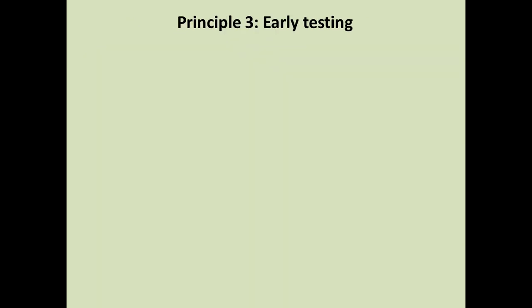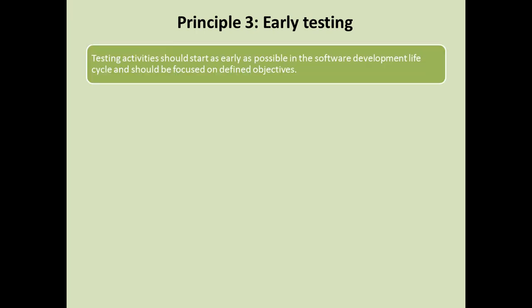Principle 3 says early testing. Testing activities should start as early as possible in the software development lifecycle and should be focused on defined objectives. So early testing is the key for better quality software. If you do not start testing early, the quality of software is definitely going to be affected. You cannot expect a better quality software if you do not start testing early. So this is pretty self-explanatory.